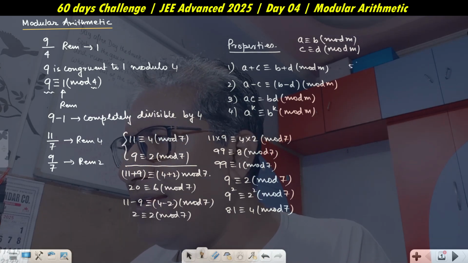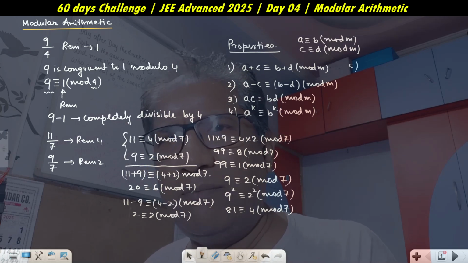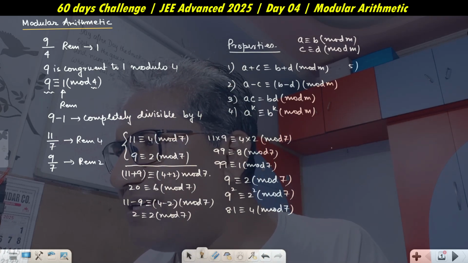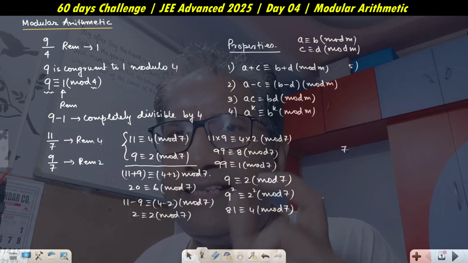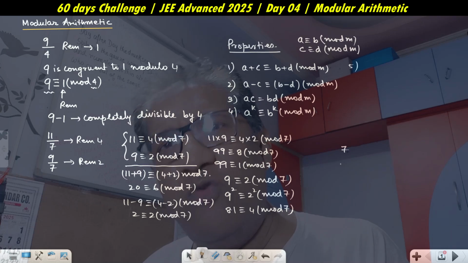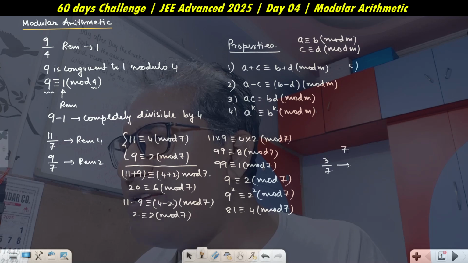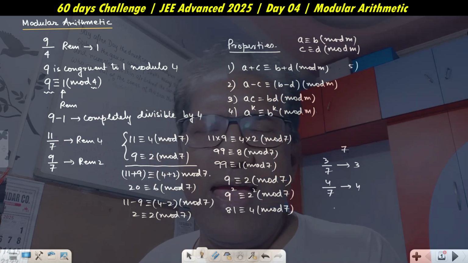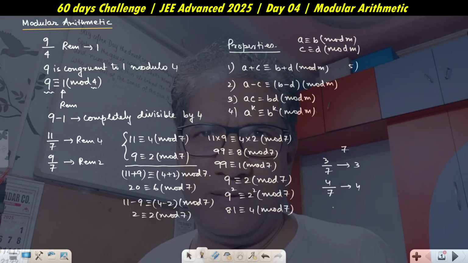And last but not the least is that whenever a number is divided by some number which is greater than it, suppose I divide any number by 7 and the dividend is less than 7, then the remainder is always that dividend. Isn't it so? When 3 is divided by 7, the remainder is 3. When 4 is divided by 7, the remainder is 4. Any number which is less than 7, the remainder will be that number.